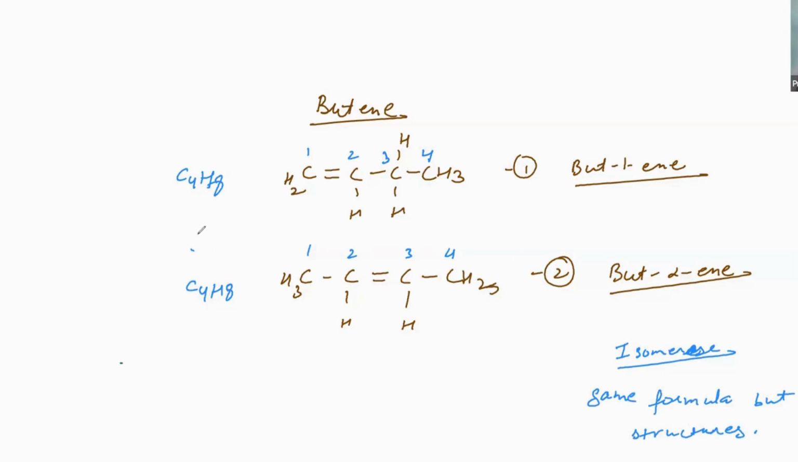Yes, we call them isomers. Any doubt? Nah, that makes sense. So you call it but-2-ene because the double bond starts on the second carbon, but you call it but-1-ene when it starts on the first one. Yes, that makes sense.